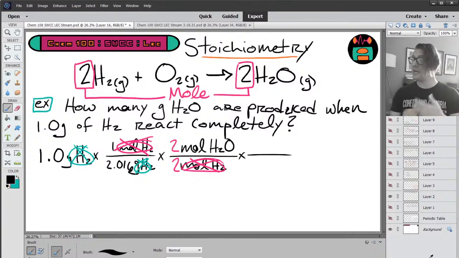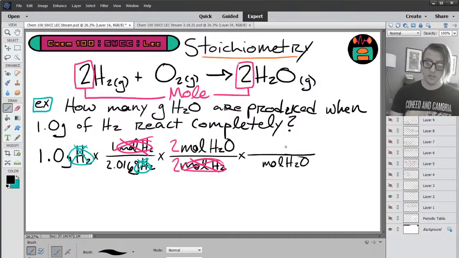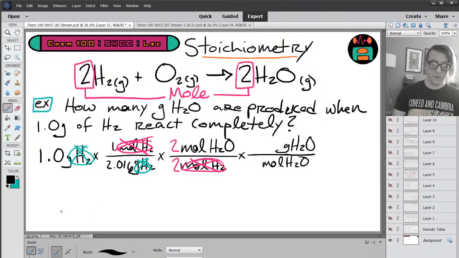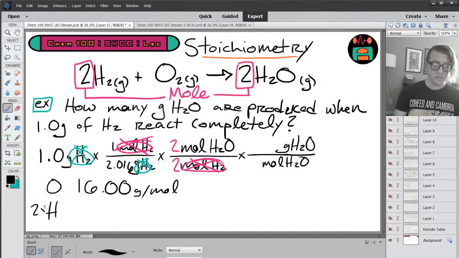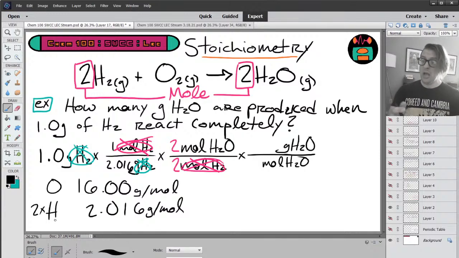And finally, we were asked how many grams of water are produced. So we have one more unit conversion. We need to convert from moles of water to grams. And to do this, we need to calculate our molecular weight. Oxygen, when you look it up on the periodic table, has an atomic mass of 16.00 grams per mole. Hydrogen is 1.008, but we've got two of them, so 2.016 grams per mole will be the mass of hydrogen.